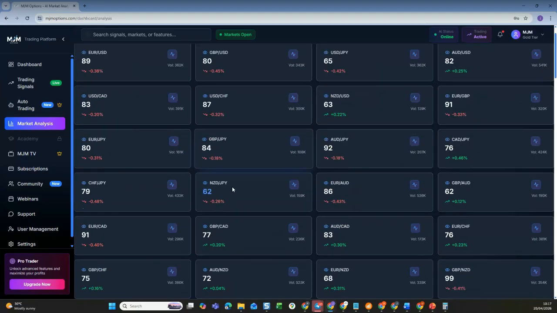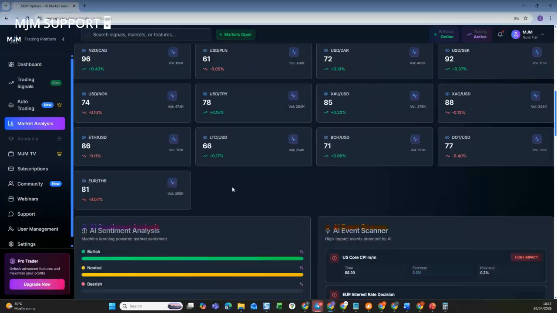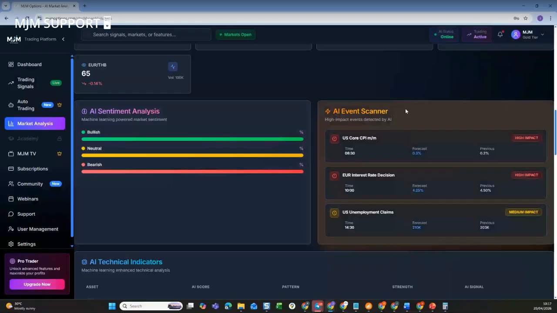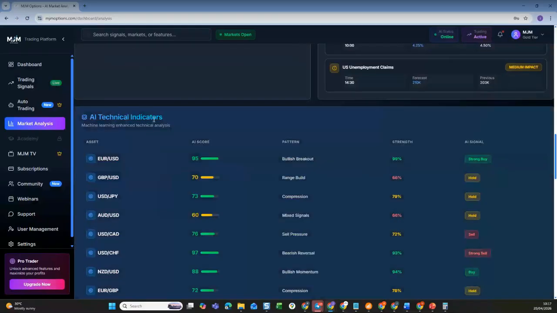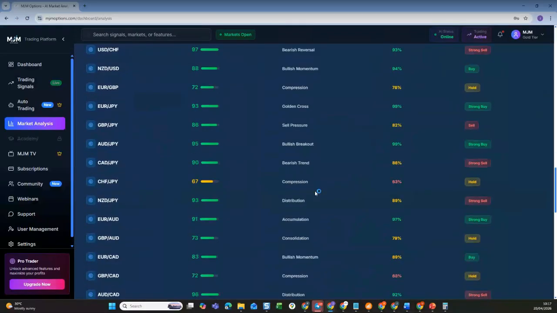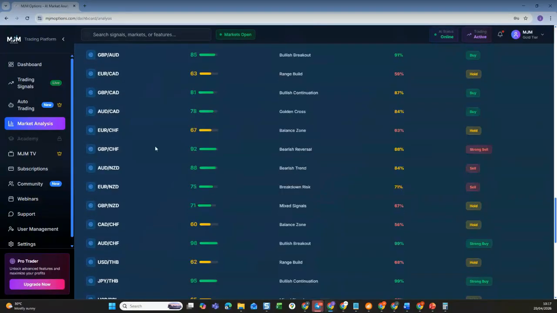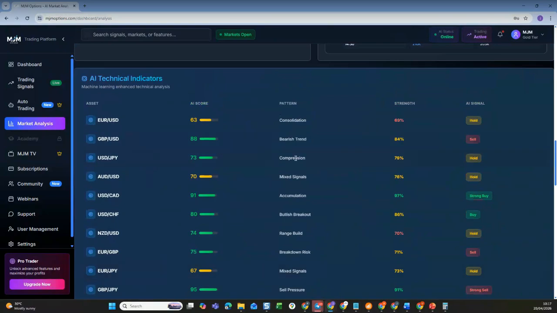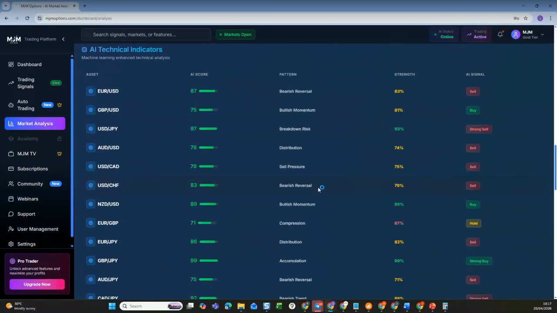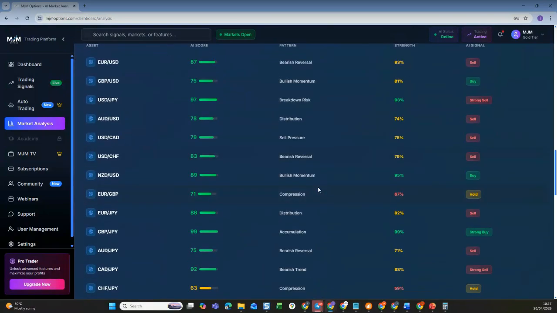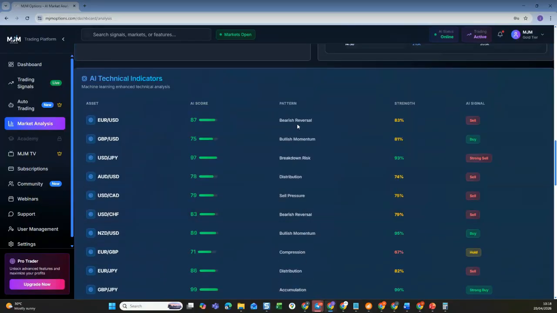And the next thing we have is AI sentiment analysis. Next we'll talk about the AI event scanner and the AI technical indicator. So I'll start from below and work my way up. The first thing here is the AI technical indicator. This talks about the ability of the AI to study the charts, recognize patterns, and use those patterns to give you an informed signal.